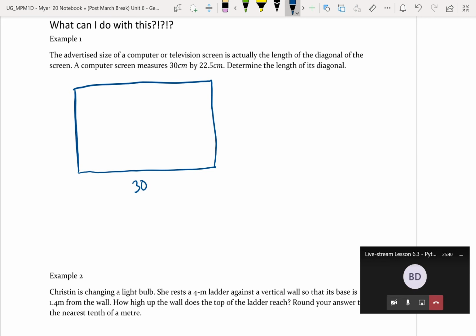My drawing's not going to be as good to scale, but we'll give it a try. So 22.5 by 30. All right, determine the length of its diagonal. So that is this part right here. This is what we want to know. And this is what TV screens give you. And they do it in inches typically because they just follow whatever the Americans do, I guess. So in this case here, we are looking for the diagonal.